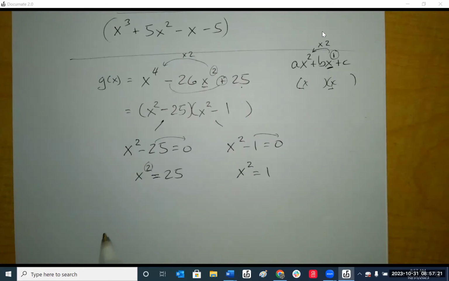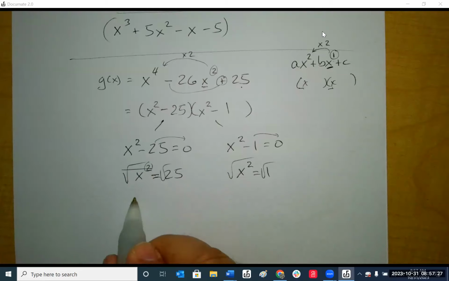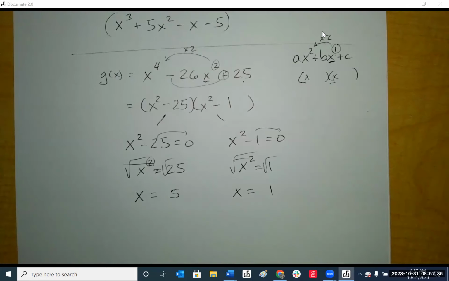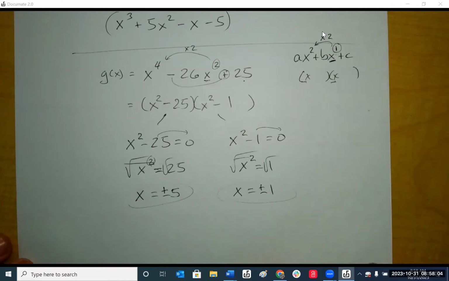What do we do to get rid of the square? Square root both sides. So x is equal to 5 and x is equal to 1. True or false? Partially true. Because whenever you take the square root of something squared, you have to put a plus or minus in front of it. These are our four answers: negative 5, positive 5, negative 1, positive 1. Those are our x-intercepts. And that's the hardest part, because you always have to remember what we did in the past as well. So now you have multiple ways of solving these things.